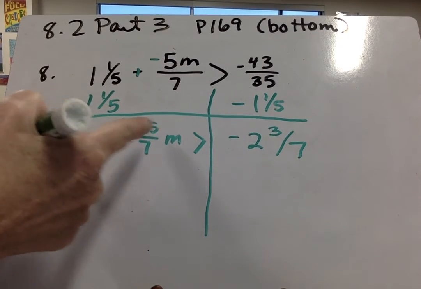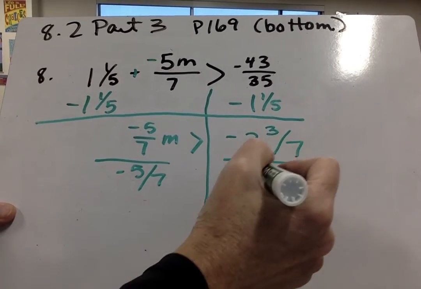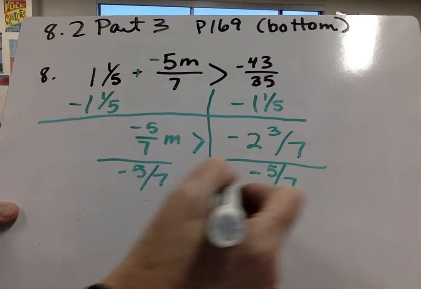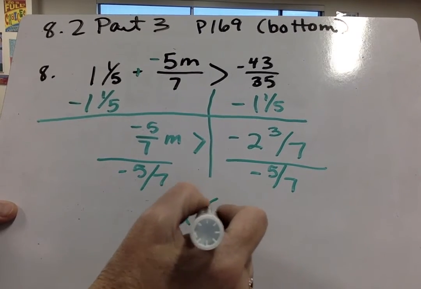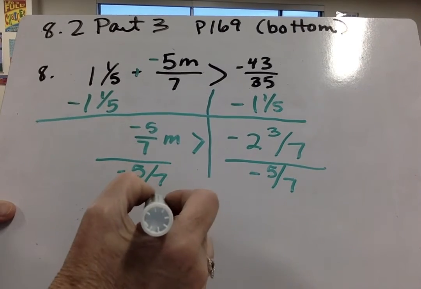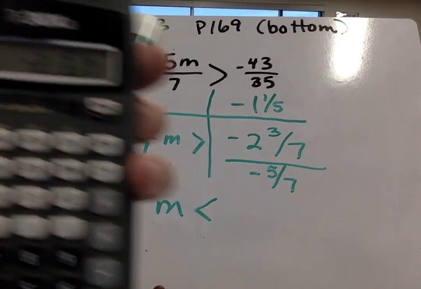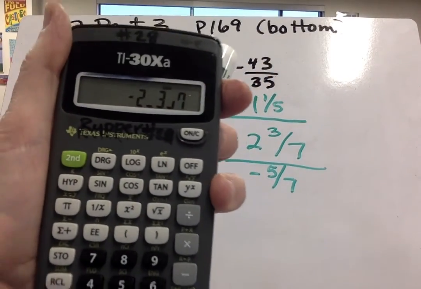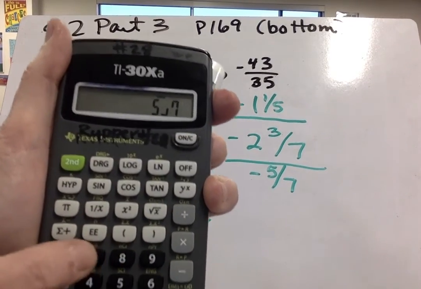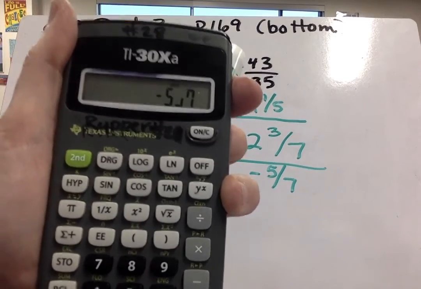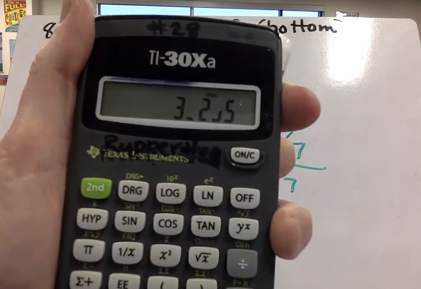Now, this is multiplied, so I'm going to divide by negative 5/7. Divide by negative 5/7. So I say m. Oh, I just divided by a negative, so I must switch the sign. So I can say m is less than. Now I kept this same negative 2 3/7 on my calculator. So I put divide 5/7, make that negative, and see what it equals. 3 2/5.